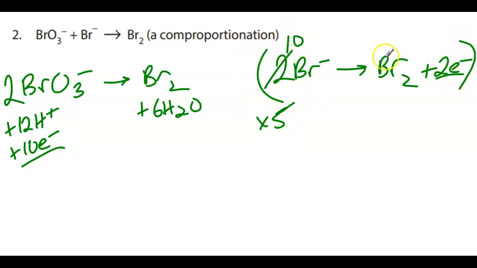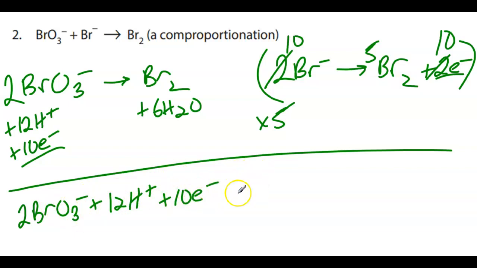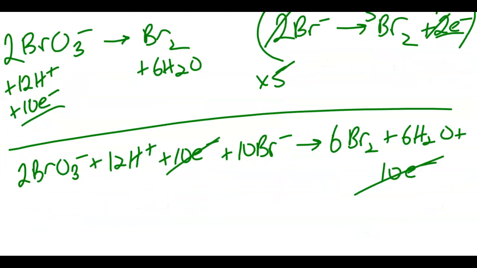So this is going to be 10, 5, 10, and then we would add that up. So we would have 2BrO3 plus 12 hydrogen plus 10 electron plus 10 Br, making, so we have Br2 and then 5 Br2, so we have 6 Br2s, right? So we're adding that up, 6 H2O plus 10 electrons. So 10 electrons cancel, and I think that's all that can cancel.